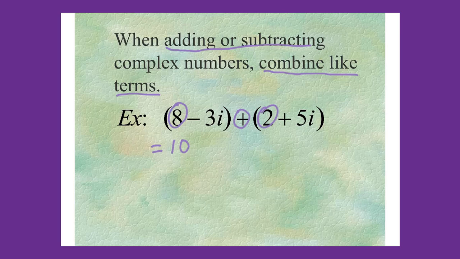For the imaginary part, we have -3i plus positive 5i. We will get 2i. That's the answer.